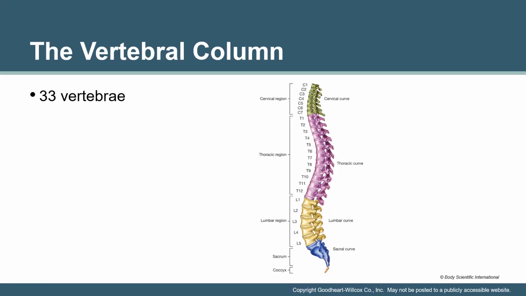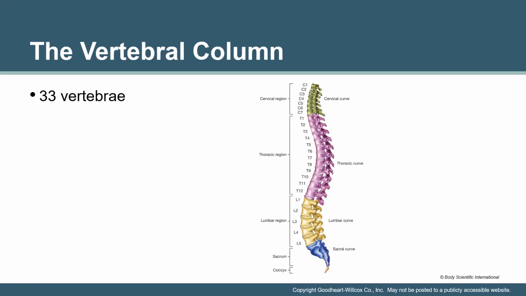Let's point out some things. First of all, you have different regions to the spine. You have the cervical region, which makes up your neck, your thoracic region, which makes up your thorax, and your lumbar region, which is your lower back. Below that, we have the sacrum and the coccyx.